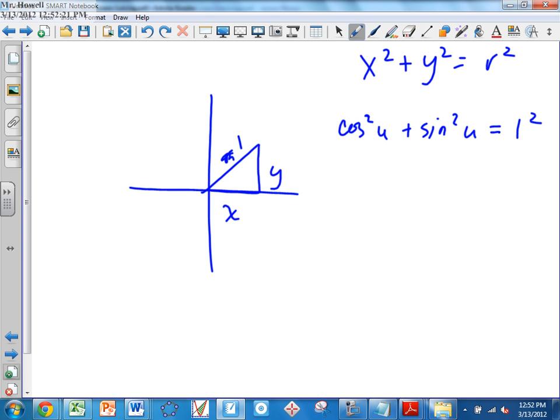What does this become? Nothing. What's sine over cosine? Tan. So that's tan squared u. What's 1 over cosine now? Secant. Wow. See how easy that one comes about?